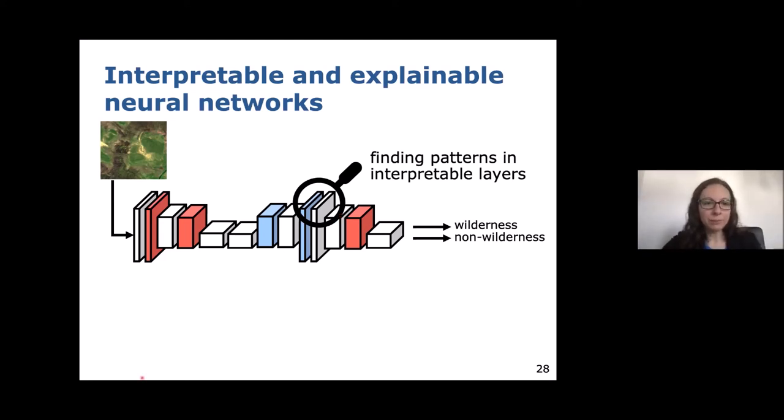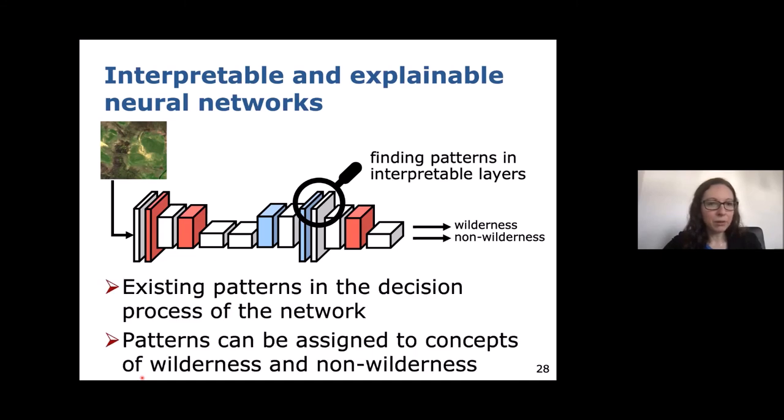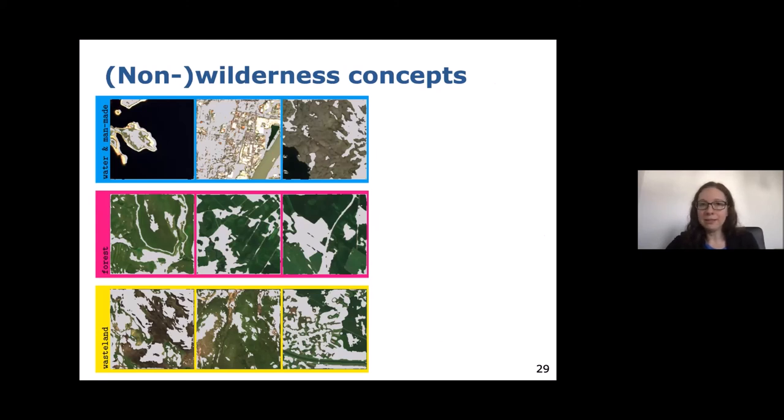And when we had a closer look at this, we found patterns in the decision process depending on specific image regions, and image regions causing the same pattern in the decision process of the network can be assigned to concepts of wilderness or not. Specifically, we found three concepts. One was for water and man-made structures, one was for forest and some kind of vegetation, and one was for wasteland. What you can see here are different satellite images, and all image regions which are not gray cause a similar behavior in the decision process of the network.